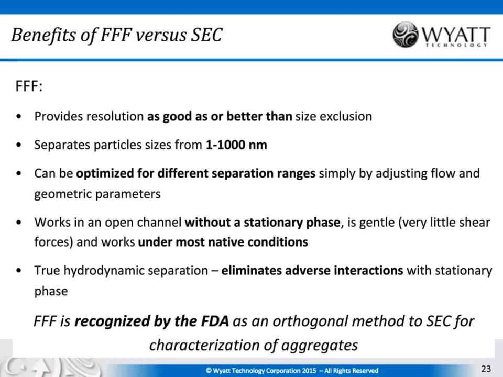And one of the really cool things about FFF is that you can optimize the separation power for different ranges simply by adjusting the flow parameters, that is the ratio of the cross flow to the channel flow, and a geometric parameter, which is a spacer that you put between the 2 plates. In fact, you can even adjust these things on the fly. You can adjust the flow rates, at least on the fly, to change separation conditions as you go.